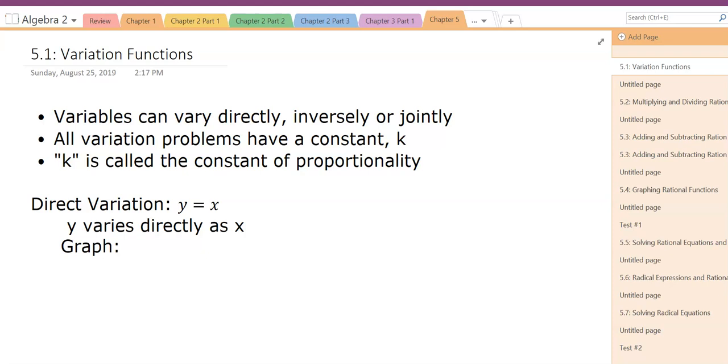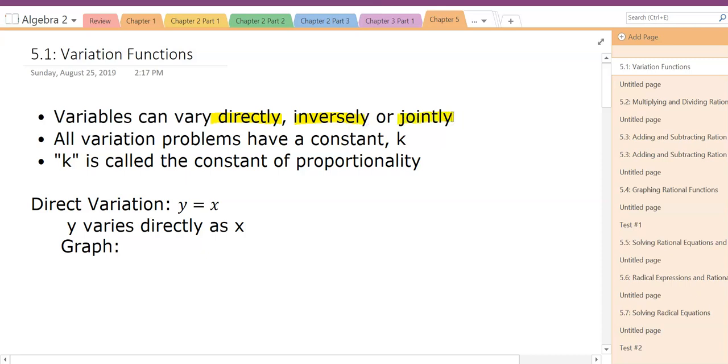For this first section, we're going to talk about variation functions, go over the different types and how to solve them. There are three main types that we're going to focus on in this section. They are the direct variation, the inverse variation, and then the joint variation.